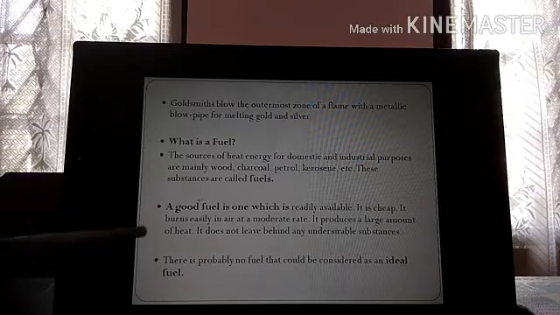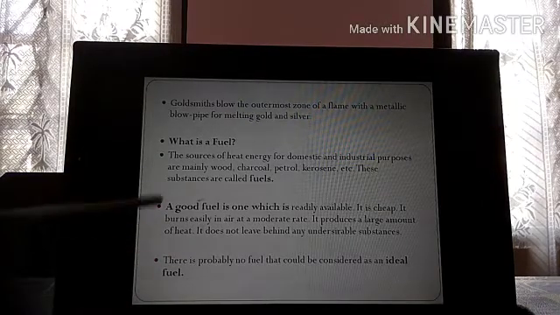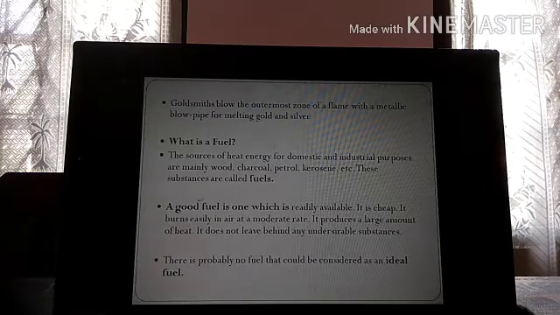So there is probably no fuel that could be considered an ideal fuel. These are the characteristics of an ideal fuel, but when you look at those characteristics, is it possible for you to get an ideal fuel? No. Why?